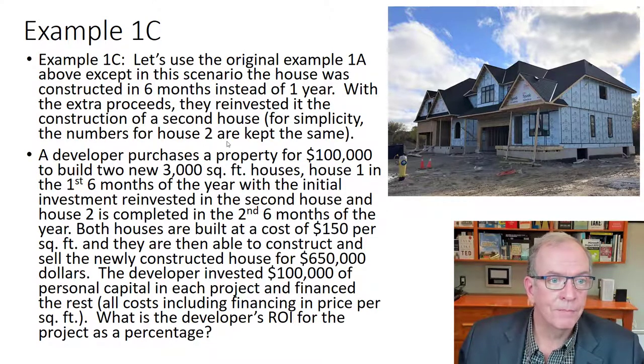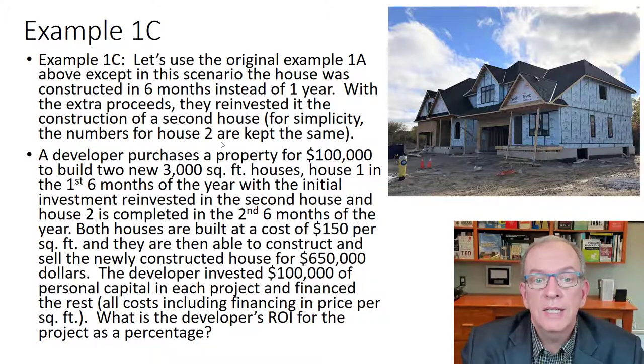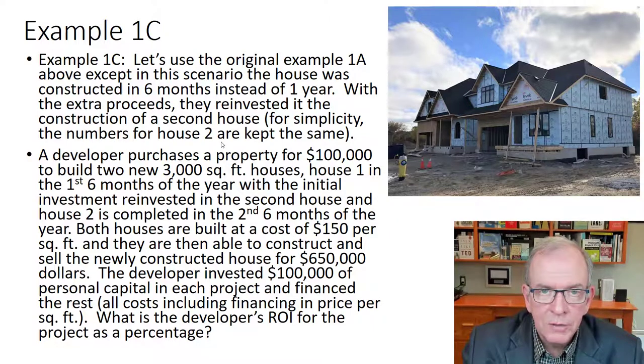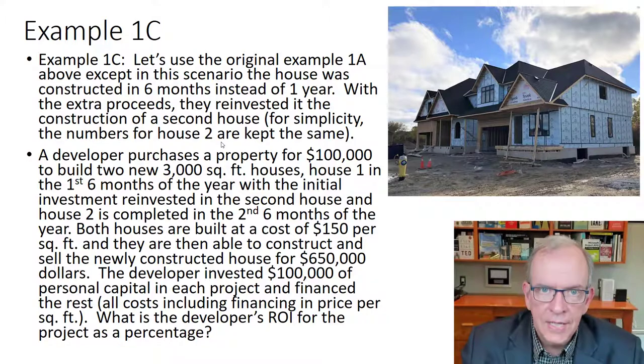So let's try another example. In this example, we're going to use 1A again, the first one, but this time we're going to build the house in 6 months instead of 1 year. And not only that, with that money that we get from the first house, once we sell it, we're going to flip it over and use it in the second house. So we're talking about a 1 year period.